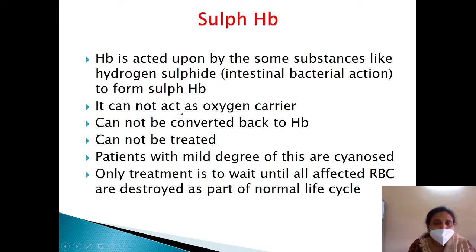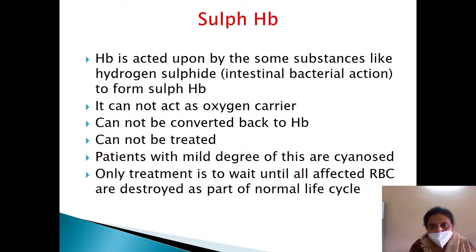And this sulfhemoglobin cannot act as an oxygen carrier. It is also unsuitable for oxygen transport, and it cannot be converted back to hemoglobin. That means the sulfur group is irreversibly bound to hemoglobin. So it cannot be converted back to normal hemoglobin, and this condition cannot be treated because it is irreversibly bound. Patients with a mild degree of this are cyanosed, and the only treatment is to wait until all the affected RBCs are destroyed as part of the normal life cycle.